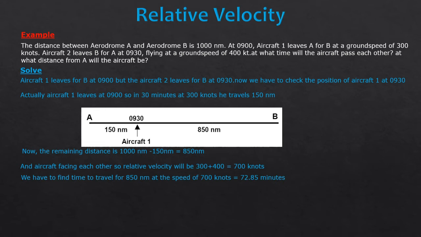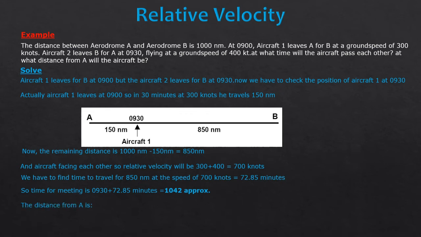Time equals distance divided by ground speed. So if you divide 850 nautical miles by 700 knots, you will get 72.85 minutes. So from 9:30, it will take 72.85 minutes for both aircraft to meet. So the time of meeting is 9:30 plus 72.85 minutes. The exact time will be 10:42 approximately.